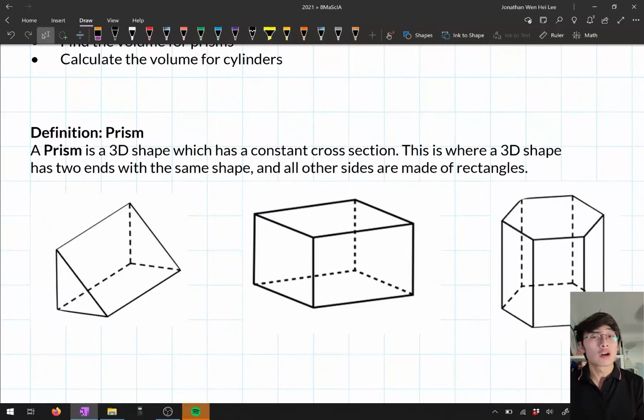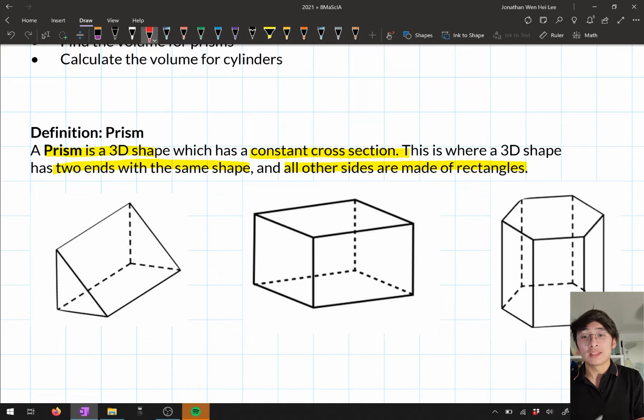First of all, we need to talk about what a prism is. Last lesson I talked about a rectangular prism, and I briefly introduced this concept of what a prism is, but here we're going to need to talk about what a prism is more generally. A prism is a 3D shape which has a constant cross-section. This is where a 3D shape has two ends with the same shape and all other sides made of rectangles.